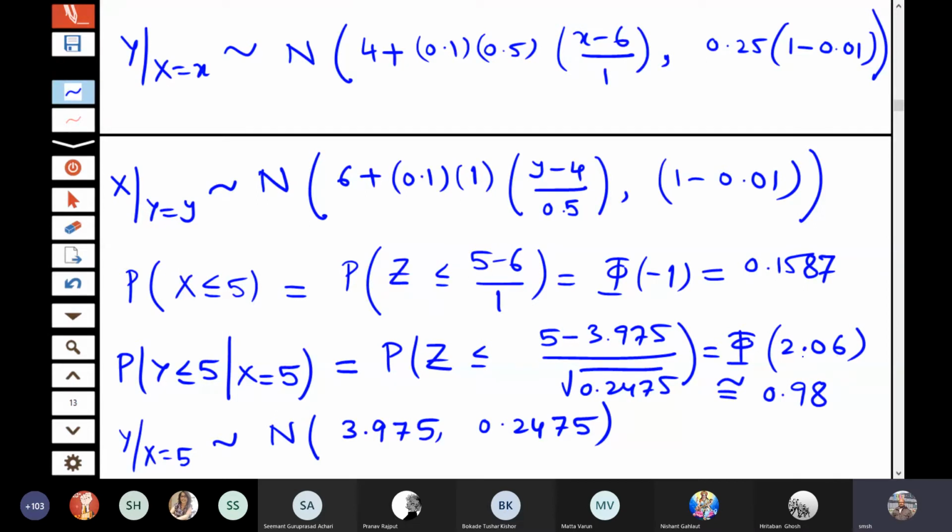So do you follow these calculations? If the joint bivariate is given, then you can obtain probabilities or the moments related to any one of them, that is marginal, or conditional also, because they are univariate normal. Is that okay? Yes, sir.